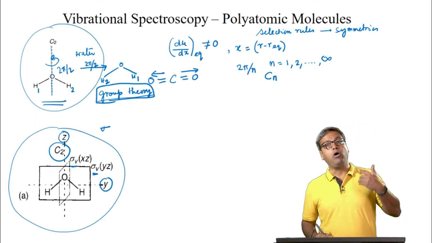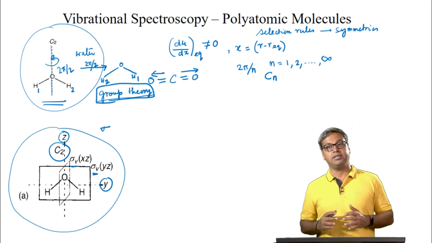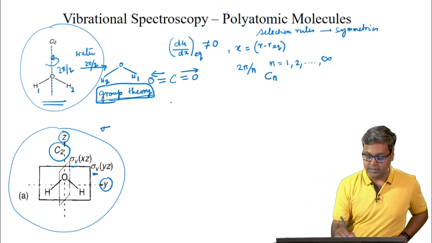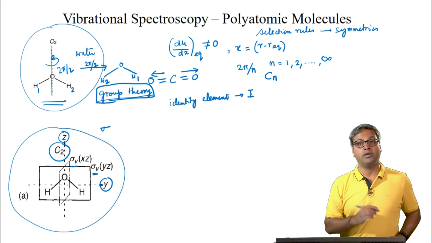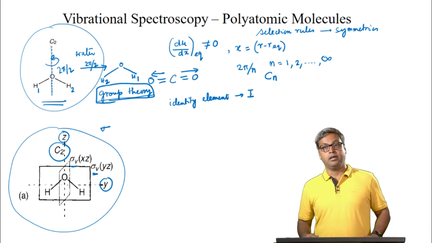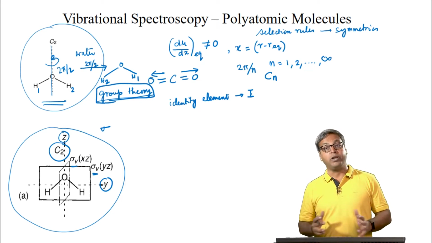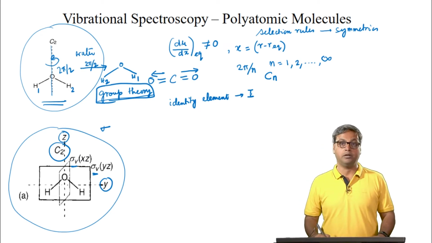Moreover, all the molecules possess the identity element of symmetry. So, this identity element is given by I. So, there are several other symmetry elements for more complex molecules, more complex than water.